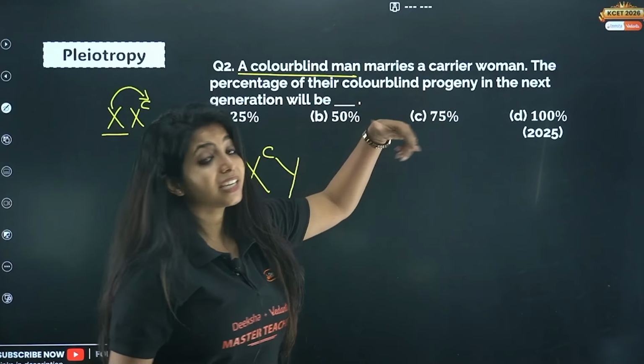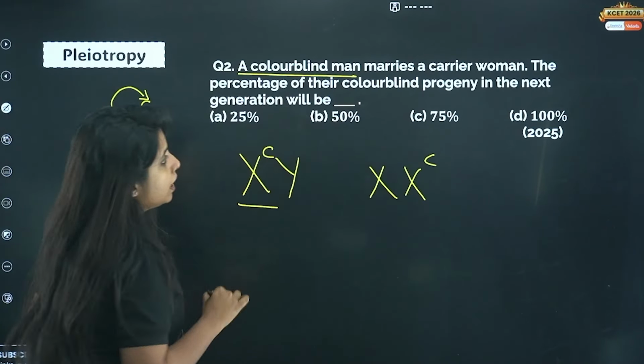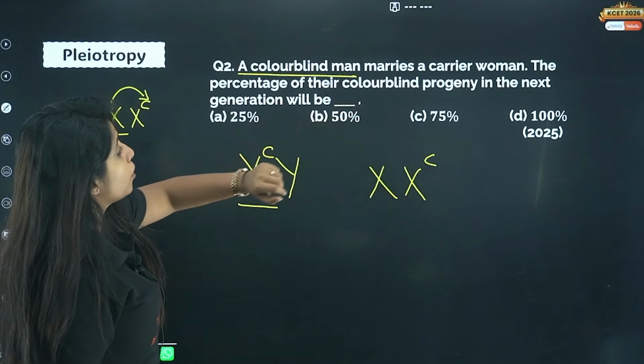Now this man marries a carrier woman. That means a woman like this. A woman who is like this. So the percentage of their colorblind progeny in the next generation.